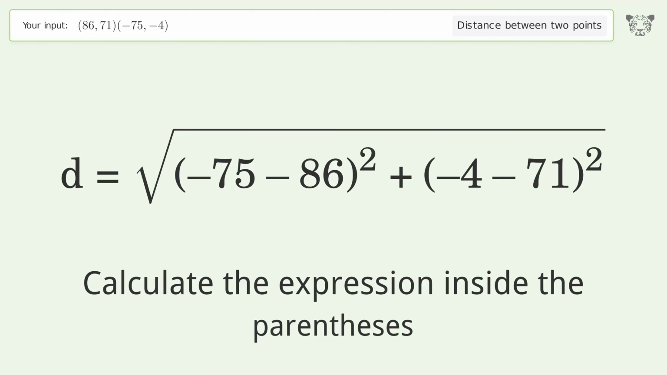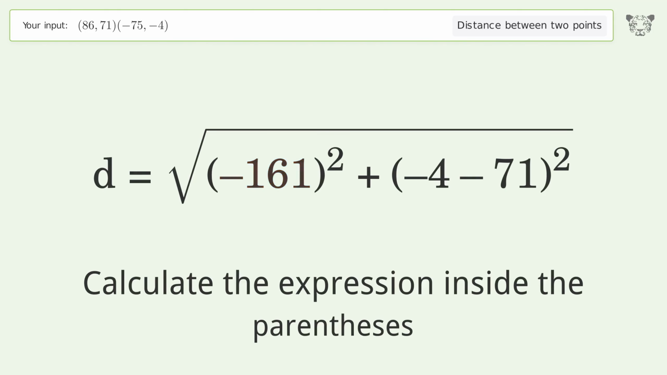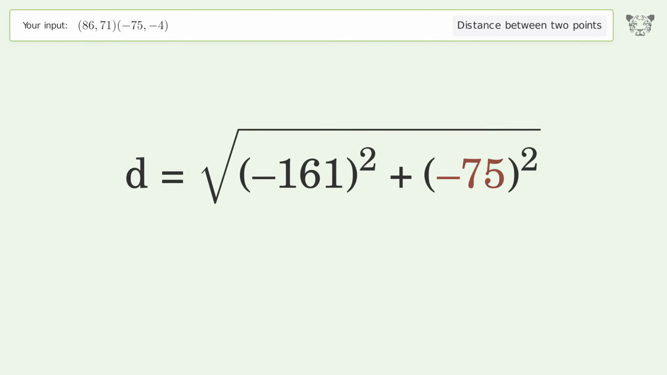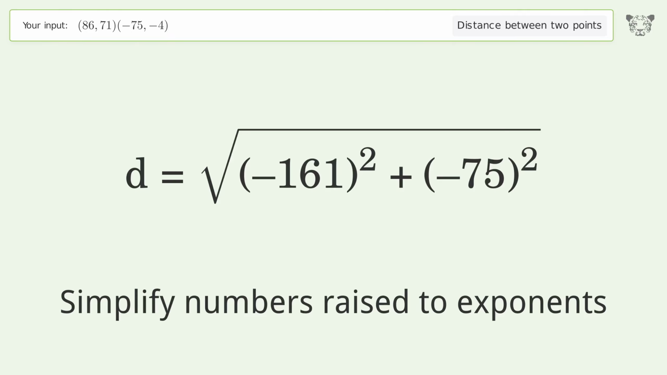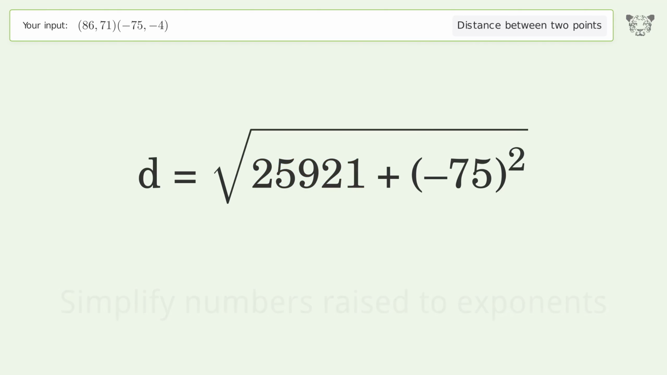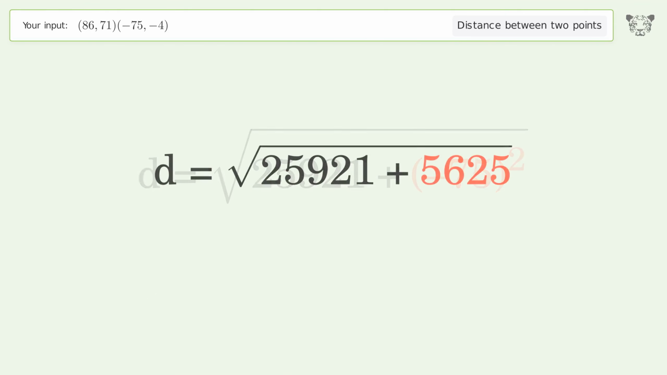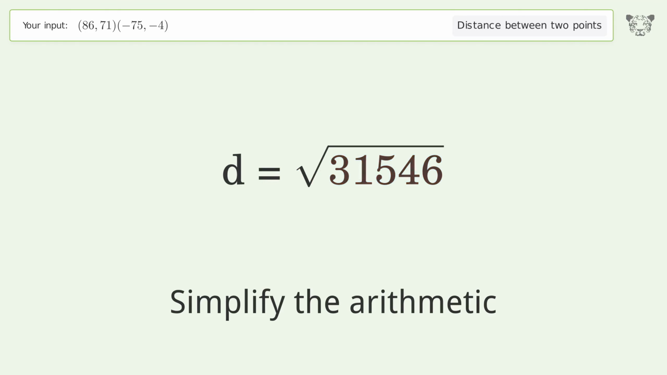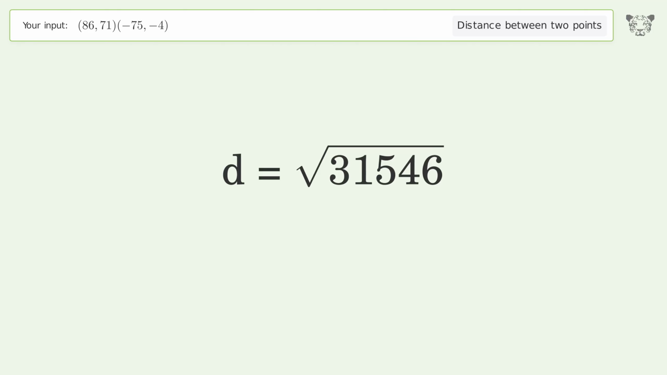Calculate the expression inside the parentheses. Simplify numbers raised to exponents. Simplify the arithmetic. And so the distance between the 2 points is the square root of 31,546, or 177.612.